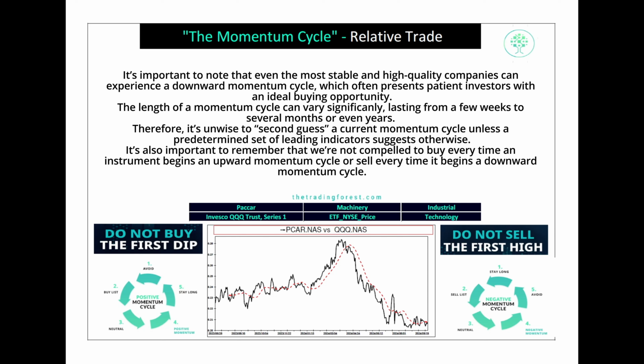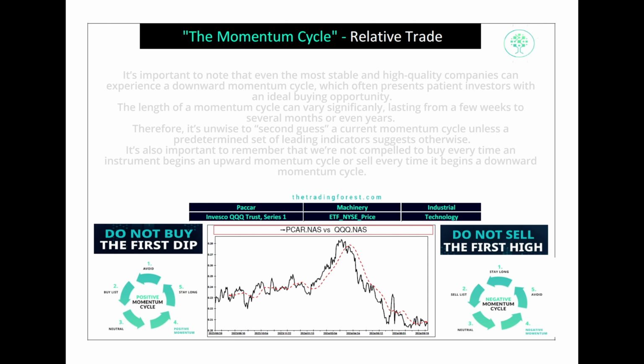The length of a momentum cycle can vary significantly, lasting from a few weeks to several months or even years. Therefore, it's unwise to second-guess a current momentum cycle unless a predetermined set of leading indicators suggests otherwise. It's also important to remember that we're not compelled to buy every time an instrument begins an upward momentum cycle or sell every time it begins a downward momentum cycle.